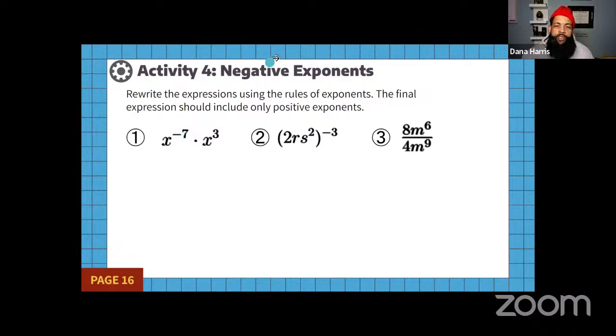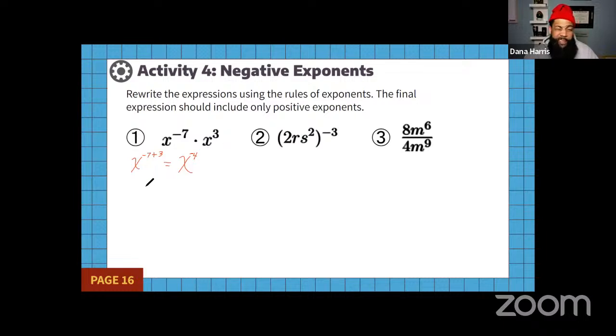All right, so let's put it all together. I have x to the negative 7 power times x to the 3 power, and now you've got a negative exponent in that first one. So I have x to the negative 7 plus 3 power, which equals x to the negative 4 power. It says we want to rewrite the expressions using rules of exponents. The final expression should include only positive exponents. So how would I write this?